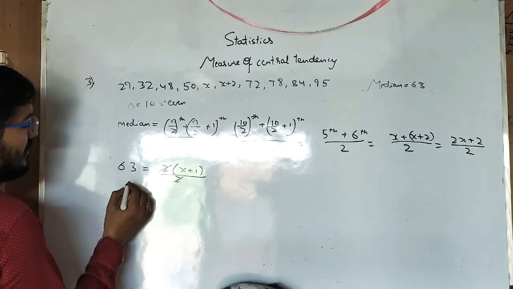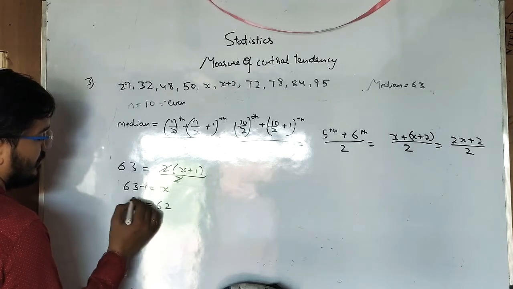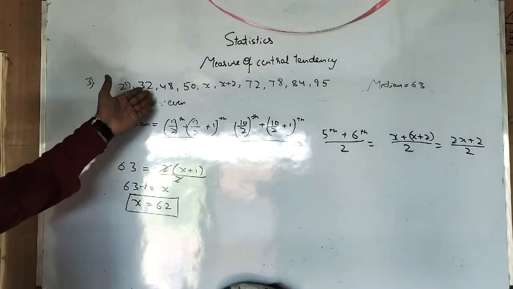2 and 2 get cancelled. 63 minus 1 is equal to x. X is equal to 62. So x value is 62. Simple. It was already arranged in ascending order.